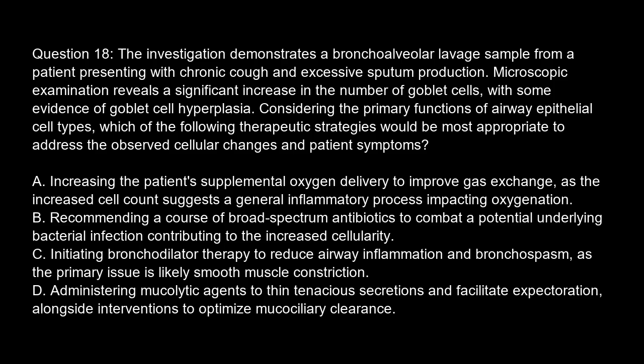Option A. Increasing the patient's supplemental oxygen delivery to improve gas exchange, as the increased cell count suggests a general inflammatory process impacting oxygenation. Option B. Recommending a course of broad-spectrum antibiotics to combat a potential underlying bacterial infection contributing to the increased cellularity. Option C. Initiating bronchodilator therapy to reduce airway inflammation and bronchospasm, as the primary issue is likely smooth muscle constriction. Option D. Administering mucolytic agents to thin, tenacious secretions and facilitate expectoration, alongside interventions to optimize mucociliary clearance.